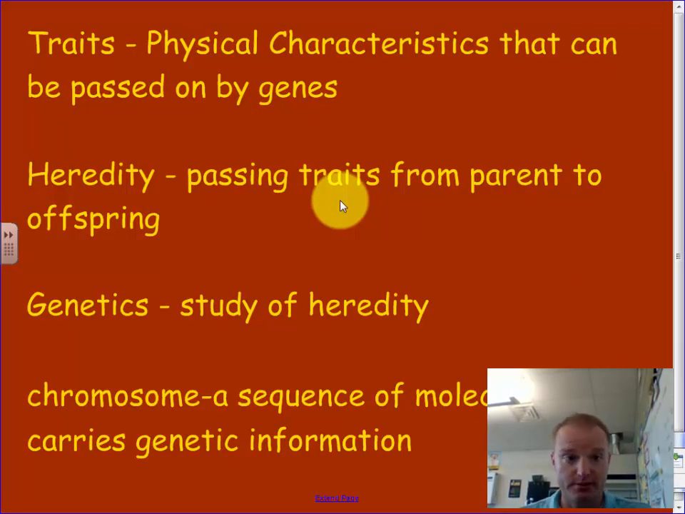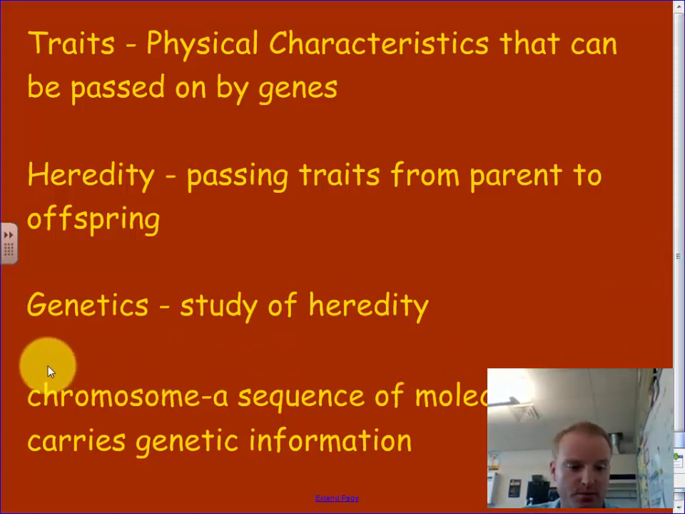So as we do this, taking some notes here. We talk about different traits. If you have a trait, that's a physical characteristic that can be passed on by genes. And this idea is called heredity, that things can be passed on from parents to offspring. And in science class, we call this genetics, the study of heredity.